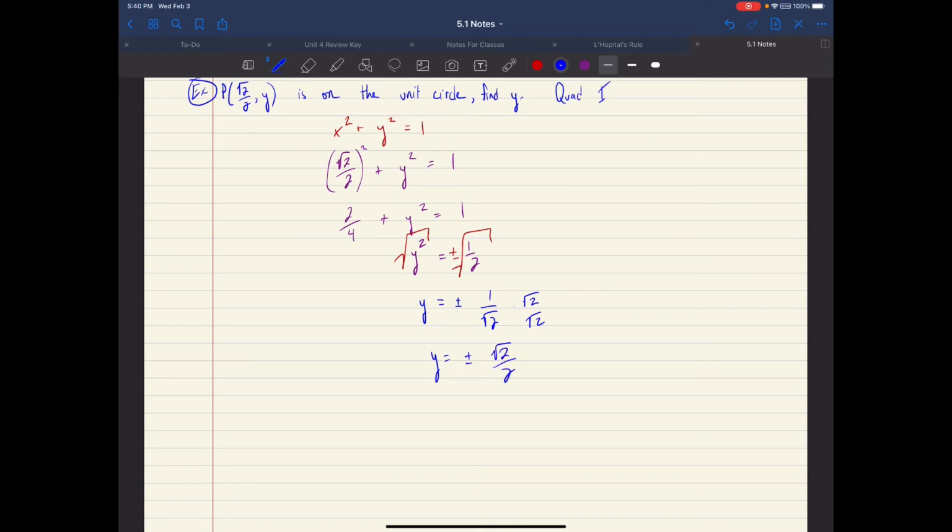So that value is good, and it's in quadrant 1, so the question is: is the y coordinate positive or negative in quadrant 1? It is positive, so the answer here is y equals root 2 over 2. If you're given a point and asked to find the other x or y, you just plug it into the unit circle and solve.